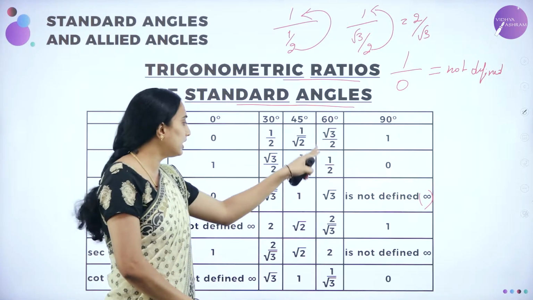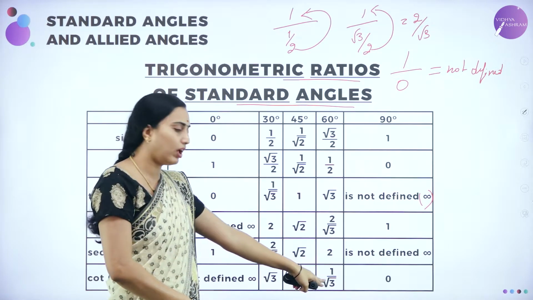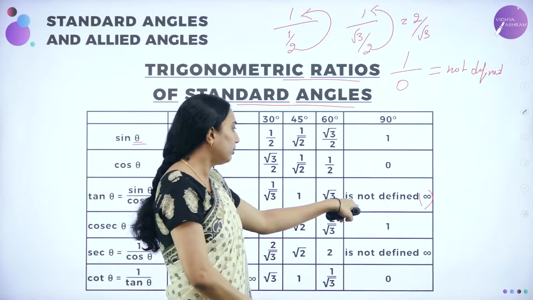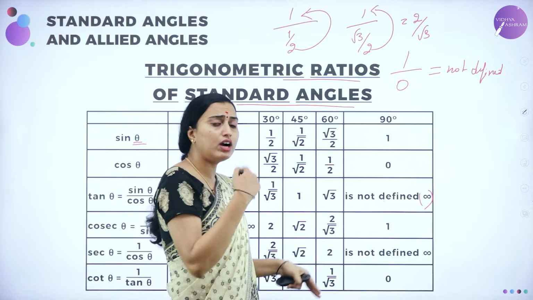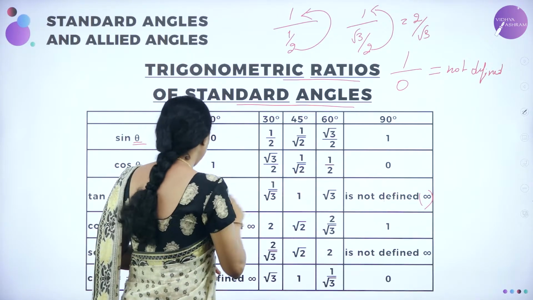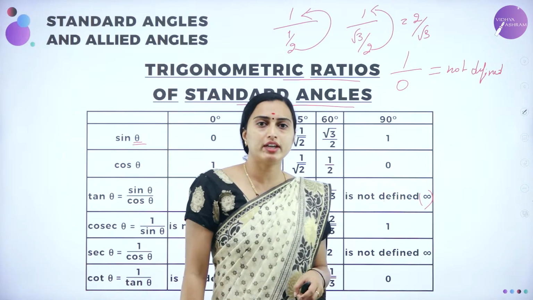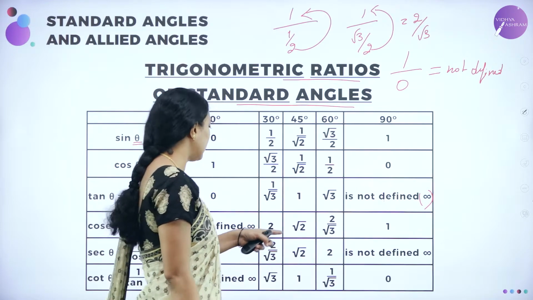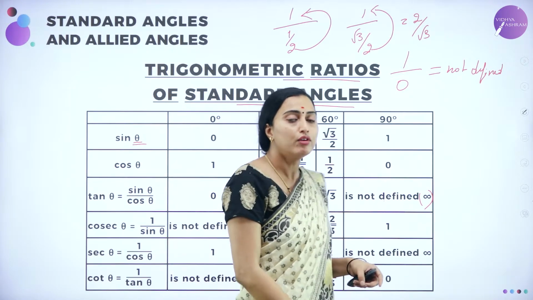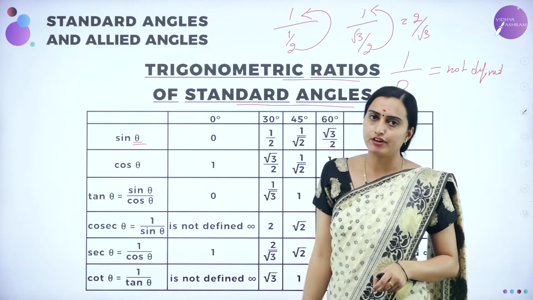Next, tan 60 degree is nothing but root 3. Again, you are going to have 1 over root 3, which is nothing but 1 by root 3. Next, tan 90 degree is not defined. 1 over not defined is nothing but 0. Understood? So this is the value you are going to have for the standard angles of all trigonometric functions.